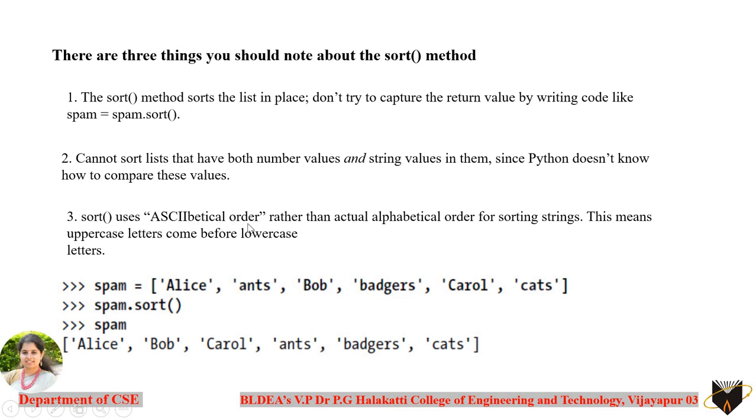Sort uses ASCII-betical order rather than the actual alphabetical order for sorting strings. This means uppercase letters come before lowercase letters. So when you have strings consisting of both uppercase and lowercase letters, and you apply the sort method on such a list, it is going to consider the uppercase letters first, followed by the lowercase letters. So these are the things that you need to remember when you want to use the sort method on a list.